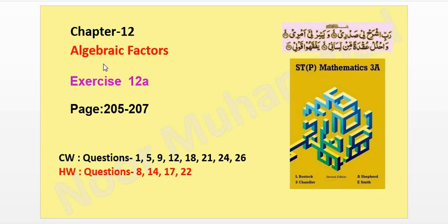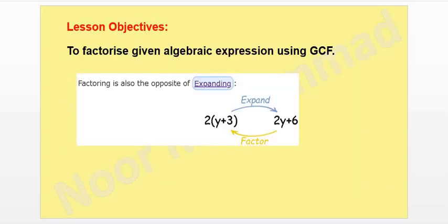Bismillahirrahmanirrahim. Chapter 12, Algebraic Factors. This whole chapter is about finding the factors of given algebraic expressions. Exercise 12a, its main objective is to factorize given algebraic expressions using GCF.